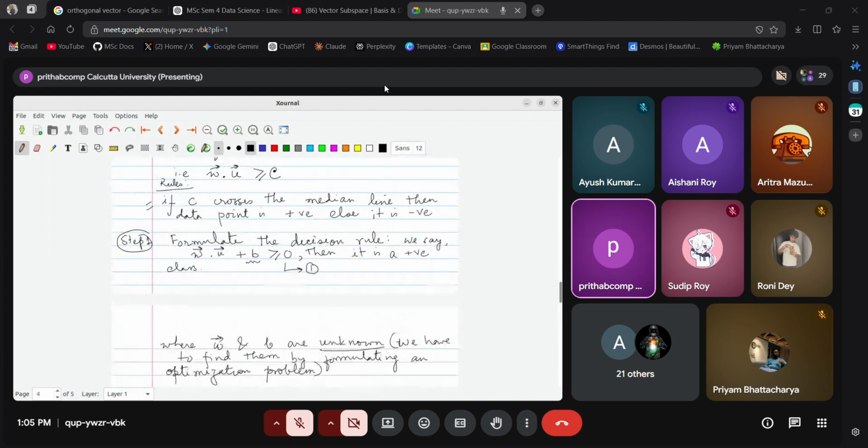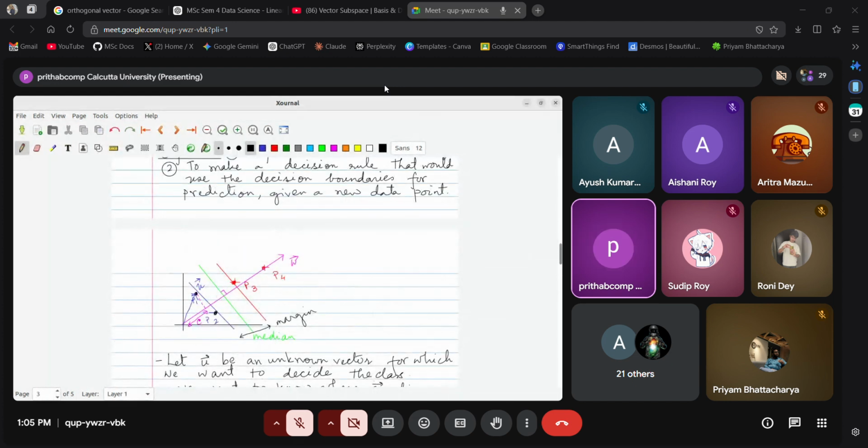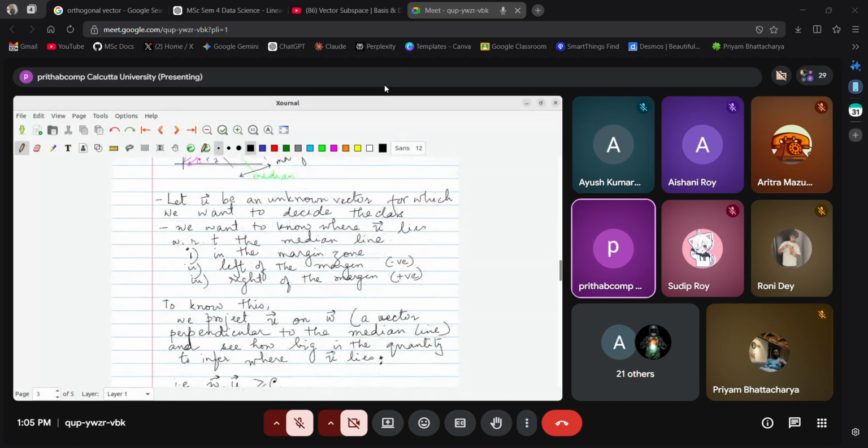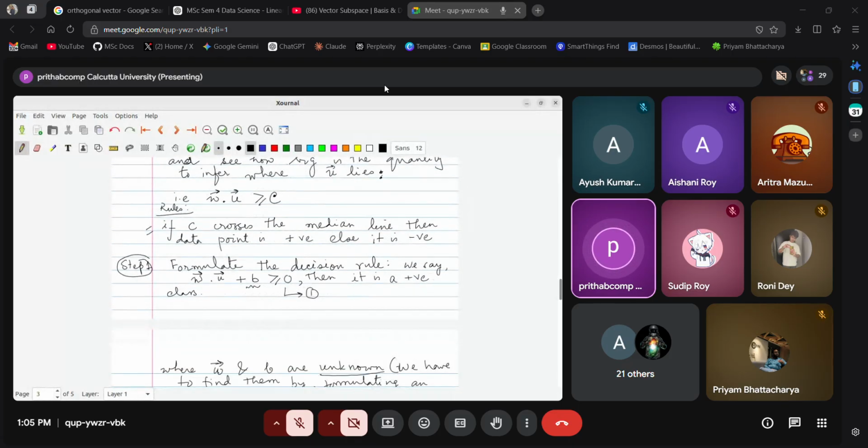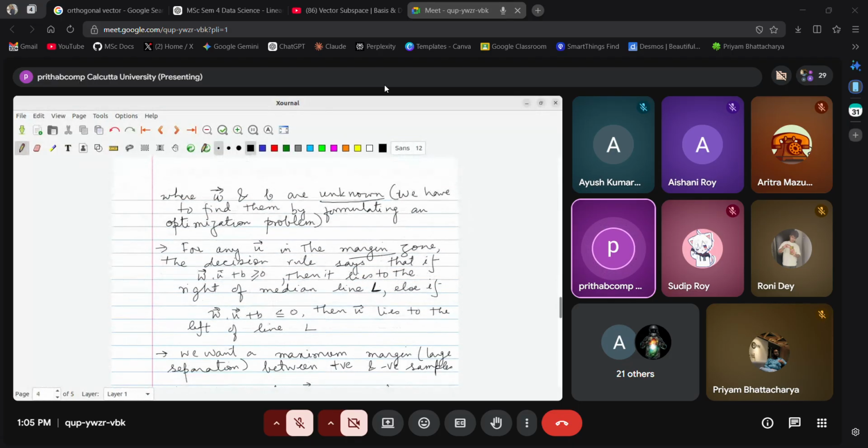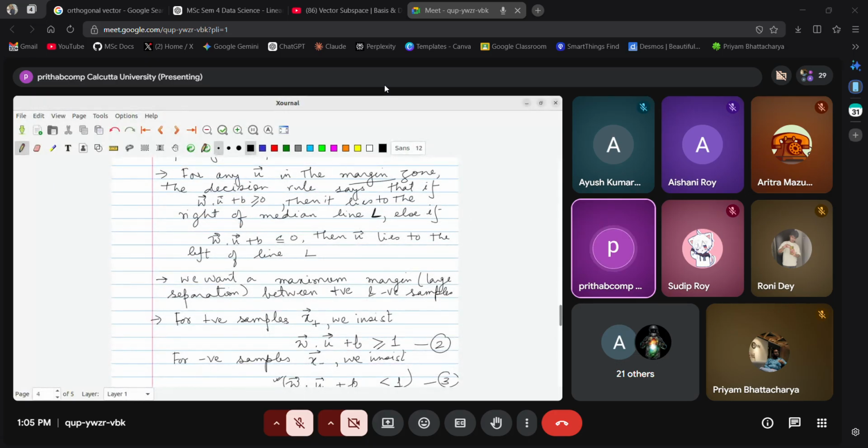We are talking about decision boundaries because I have taken this -1. Remember this figure. I want to maximize this zone, so that's why we have set w dot u plus b greater than equal to 1, so that I get a margin of that 1 and it is not on that line.